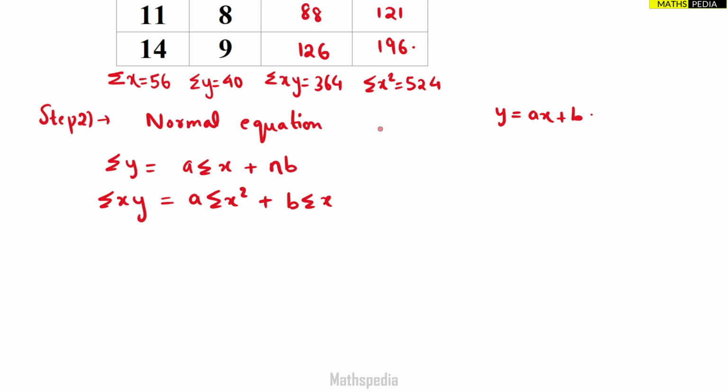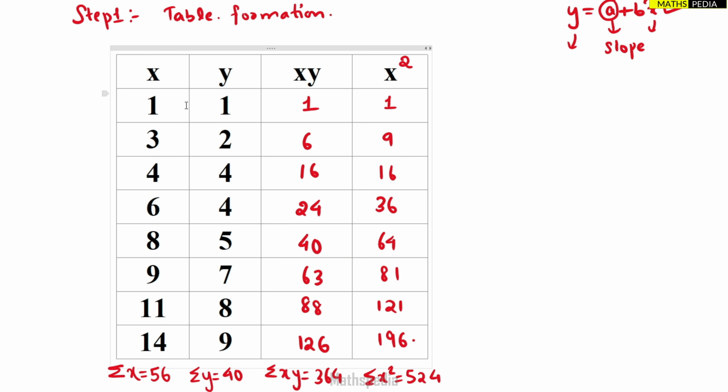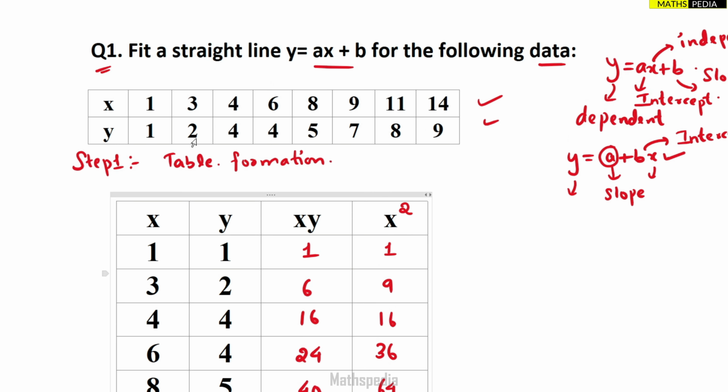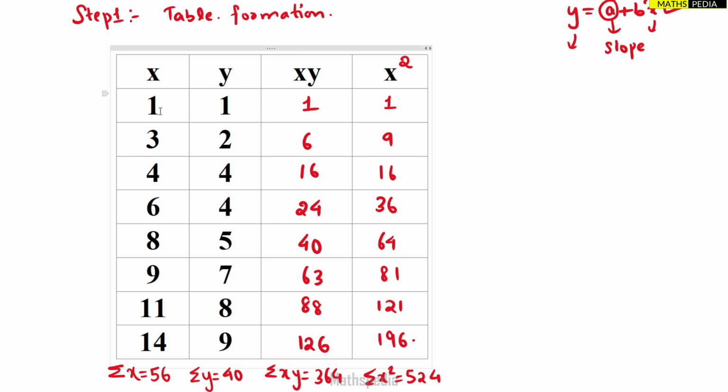As you can see, n is the term we have to find. What is n? N is the number of values given for x and y. Looking at these pairs, how many values are there? It is not simply from 1 to 14; you have to count how many values there are. It starts from 1, then 3, then 4. So 1, 2, 3, 4, 5, 6, 7, 8.